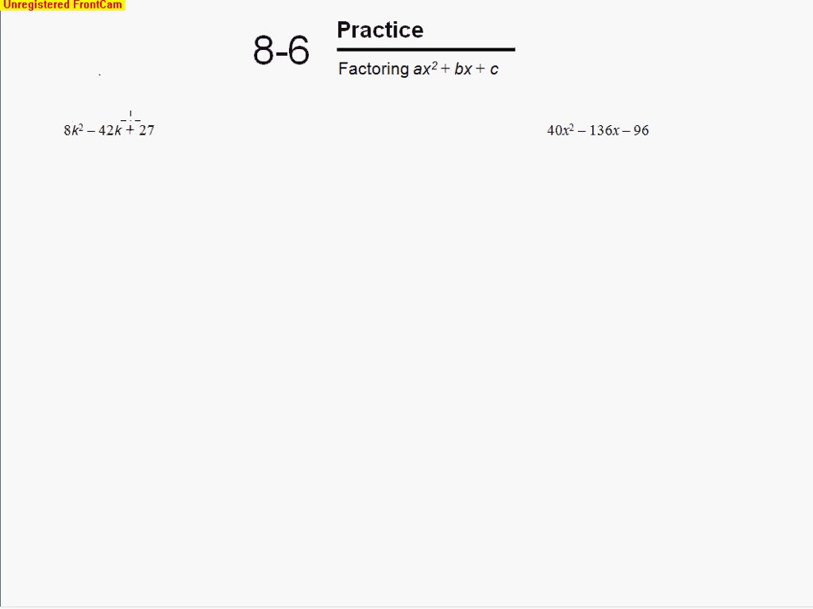But one thing I can do is, I can't make these numbers smaller, but I can use the last digit sign to help me out. As long as the first term is positive and the last term here is positive, I know that the outer terms and inner terms are going to add together to make a negative 42k. And so that tells me something about this. That tells me that I'm going to have two minus signs.